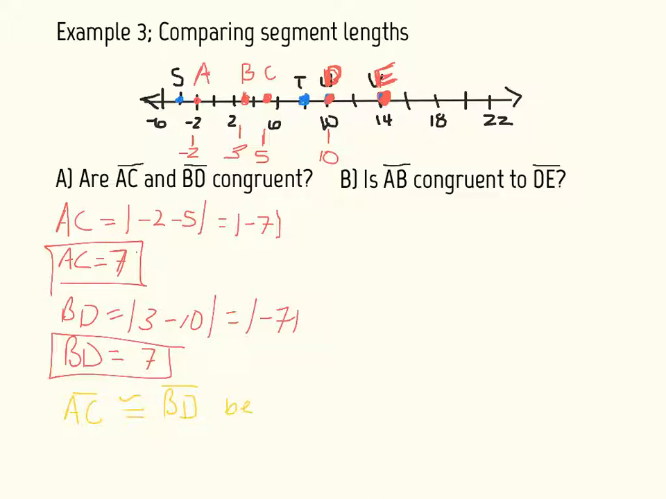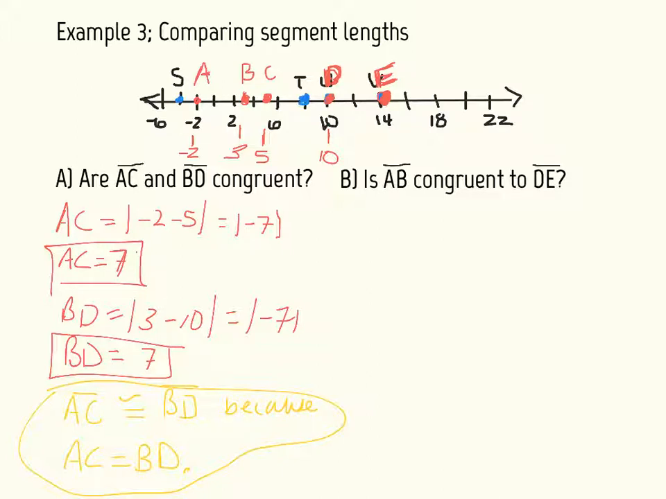because AC equals BD. Make sure you note the differences in how I wrote that. Congruence would have to have the segment bars on it. Equals, we're talking about numbers, so there's no bar over the top of the letters. So they are congruent.